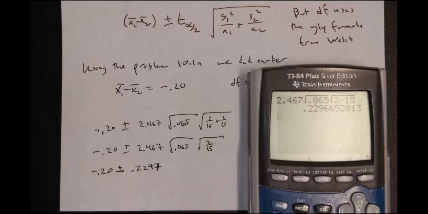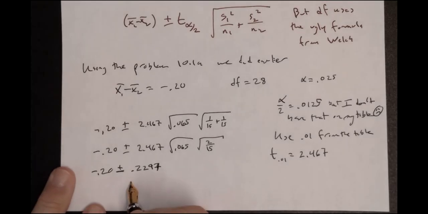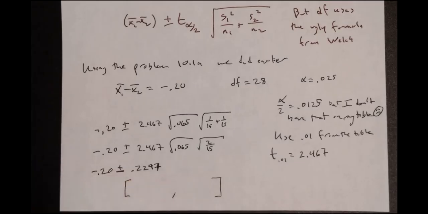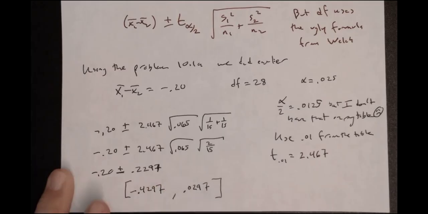Hey, wait a minute. If I add, what number do I get? I get 0.0297. If I subtract, I get negative 0.4297. Is 0 in my confidence interval? Yes, it is. I cannot be 100% sure, based on just the confidence interval, that I would reject.